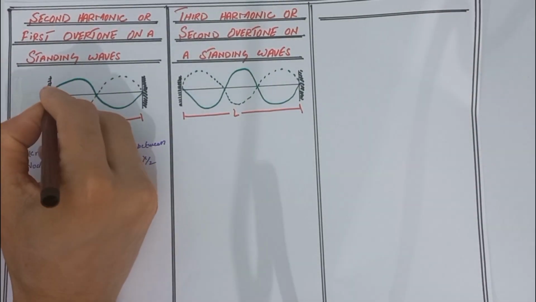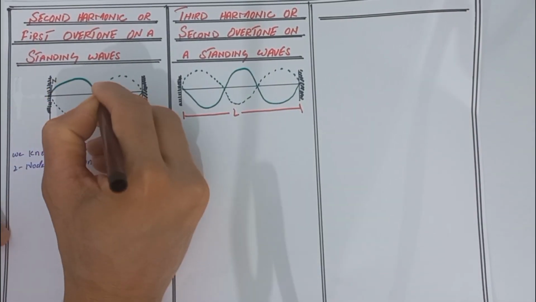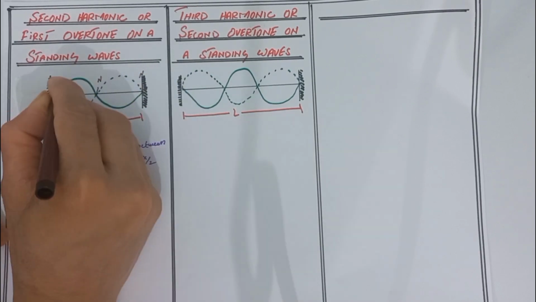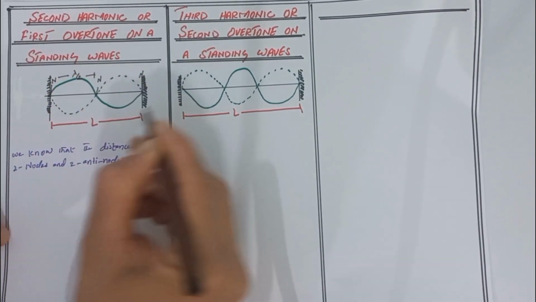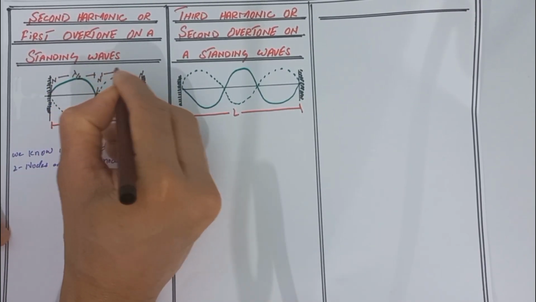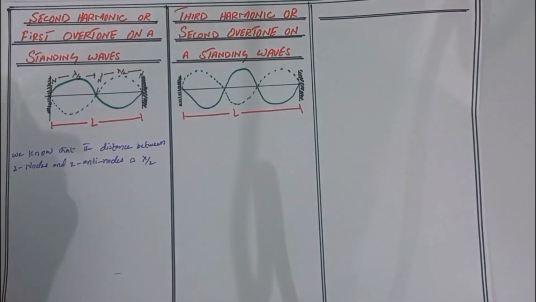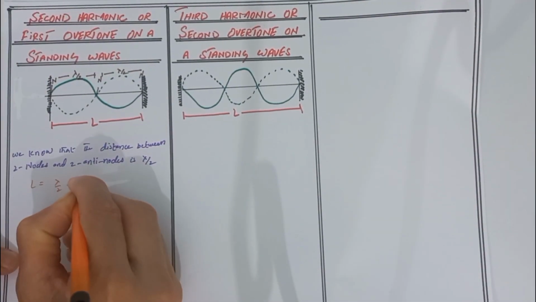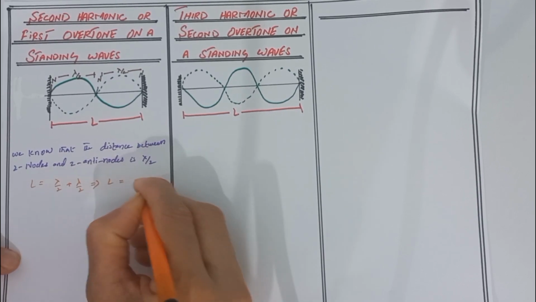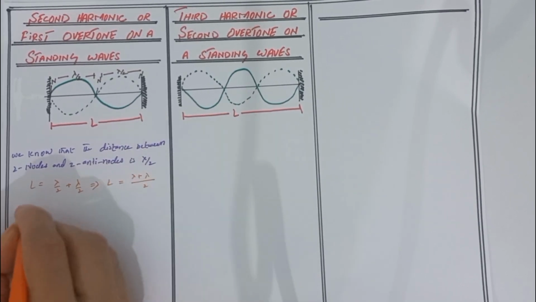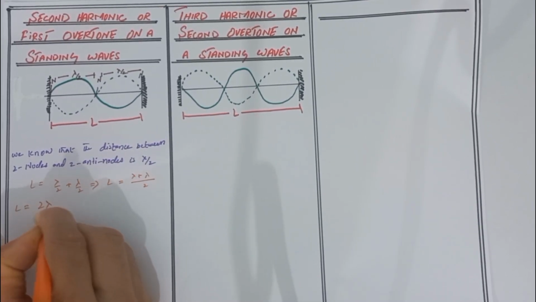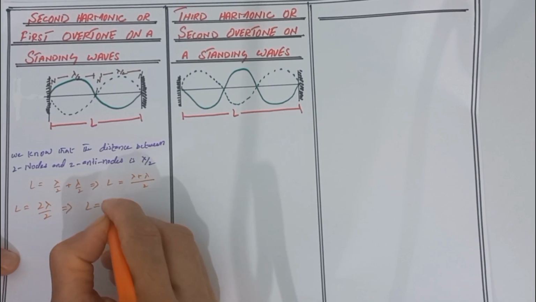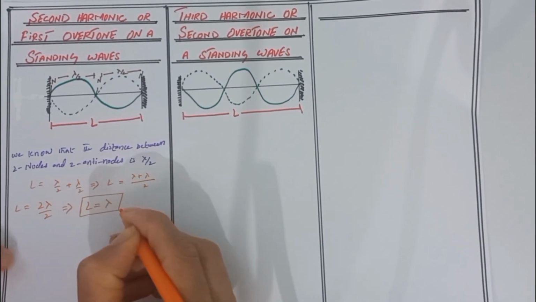This is a node on the standing wave, where the amplitude is 0. So the distance between two nodes is lambda by 2. Here are also two nodes, so the distance between them is lambda by 2. So we write L is equal to lambda by 2 plus lambda by 2, which is 2 lambda over 2. Finally we get L is equal to lambda.